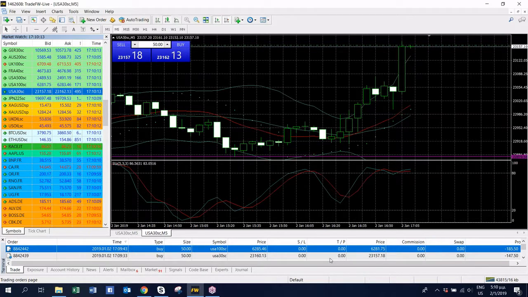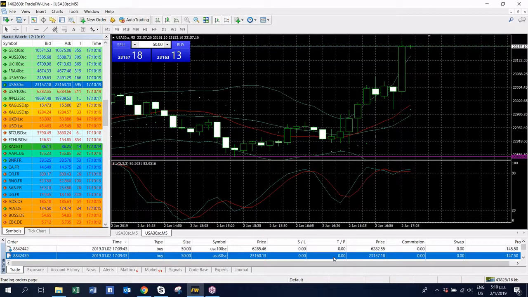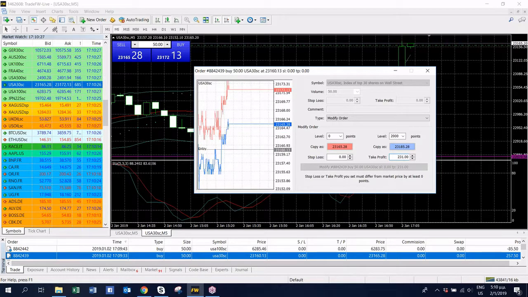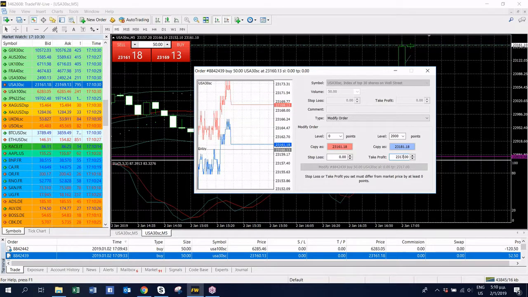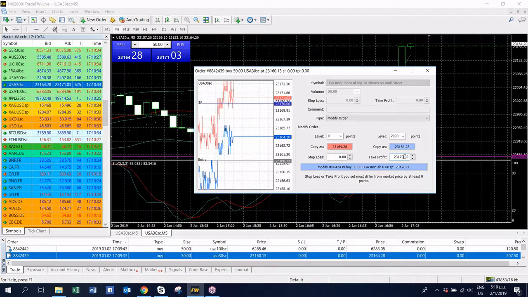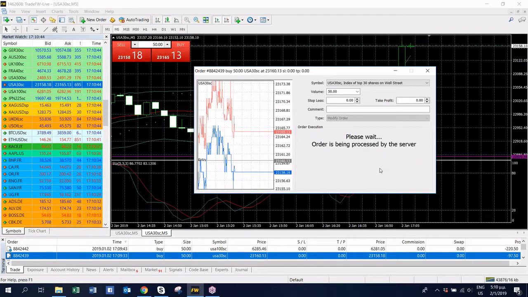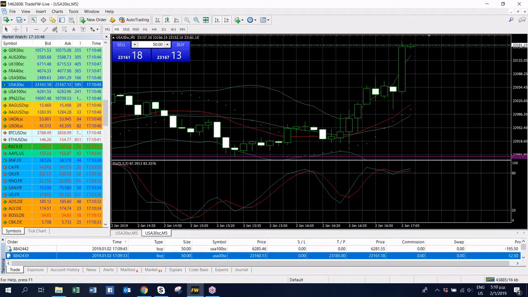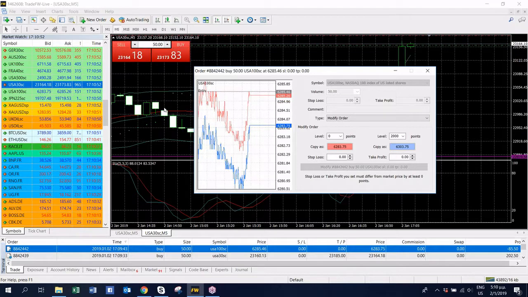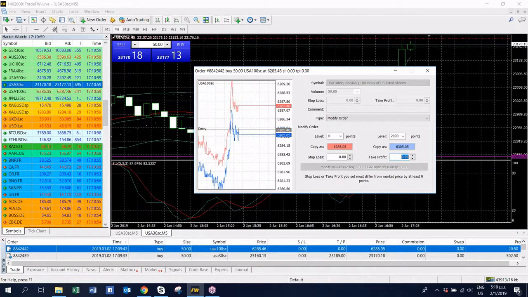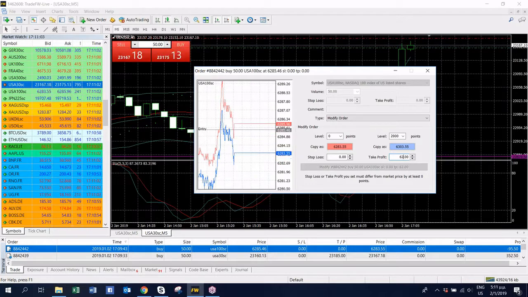For USA 30, our take profit will be at 23,170. No, not 70, it's too close. 80. 85. This is what I will put as a take profit, and I'm aiming for an extra $1,200 from this trade. And for USA 100, I'm aiming at 6,290.